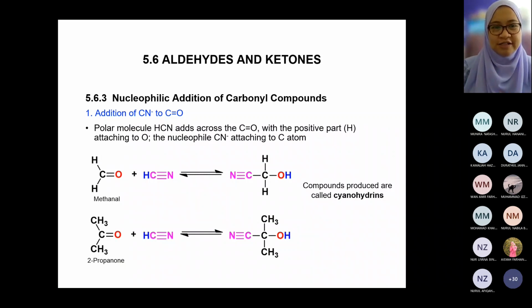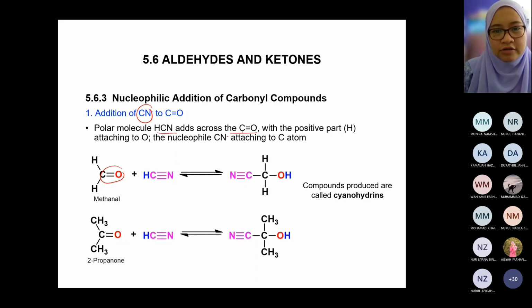Alright, so let's start. Addition of CN to C double bond O. CN minus is a nucleophile. So the polar molecule HCN adds across the C double bond O. So the target will be the C double bond O. You don't have to be concerned about the other alkyl groups. Just focus on the carbonyl group because that is the place where the reaction will take place.